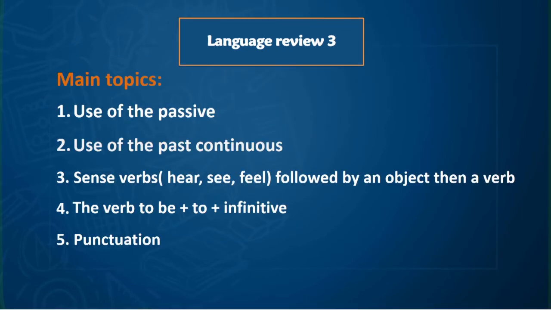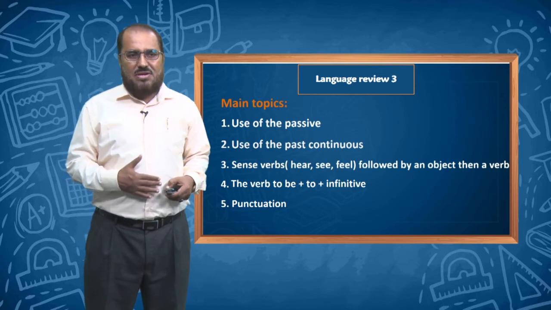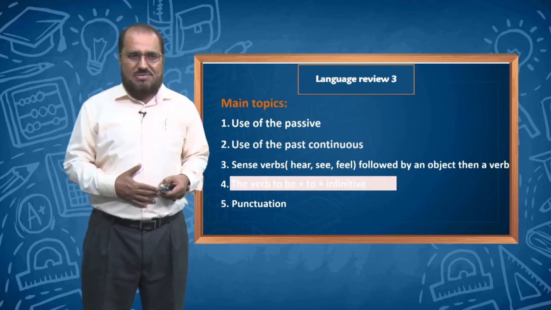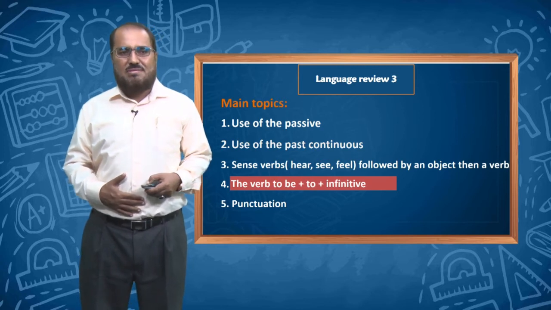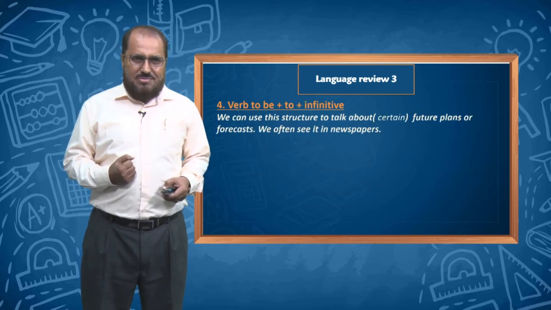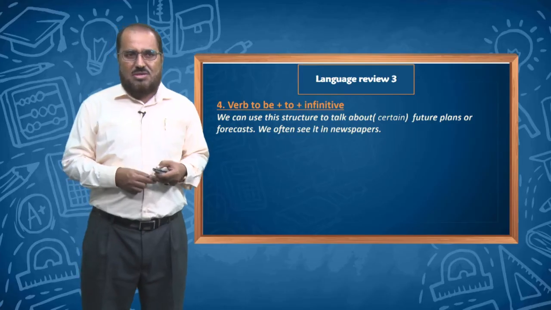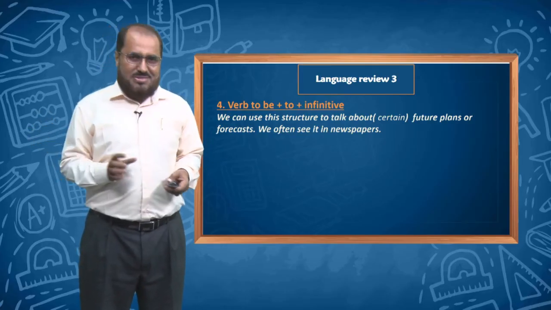Let's go back to the other topics of Language Review 3, which is number 4. The verb to be plus to plus infinitive. When we use this structure, we can use it to talk about certain future, by the way, certain future, or forecasts. That's the news of the weather, prediction, you know. So when you predict that something is going to happen, you can use this also. We often see these structures in newspapers.